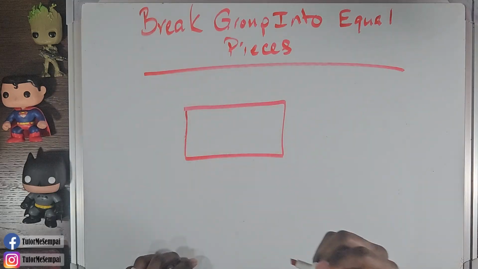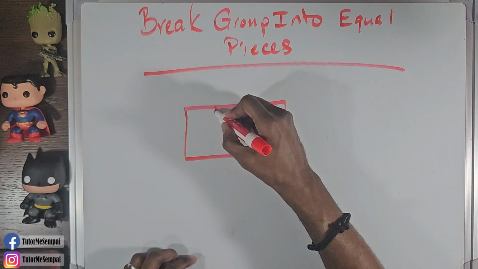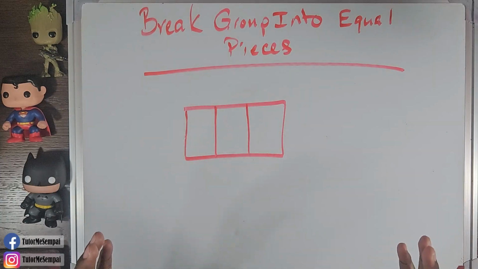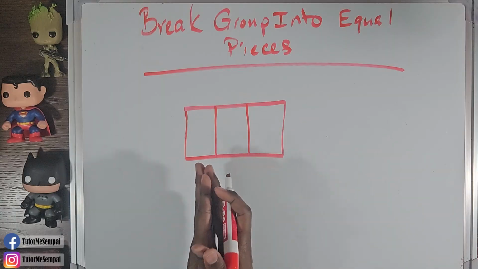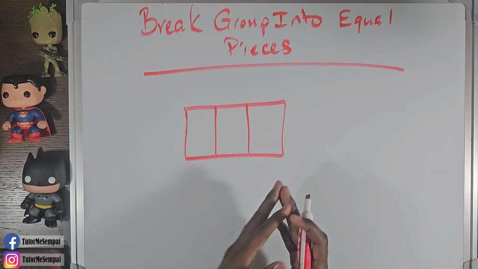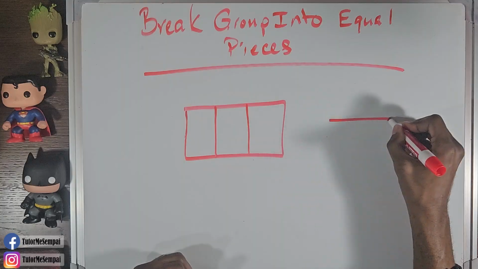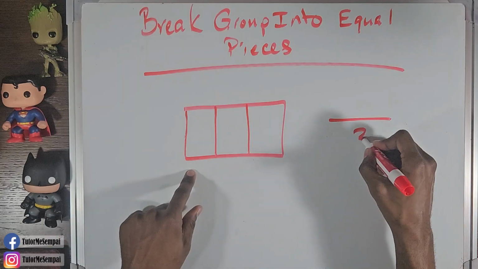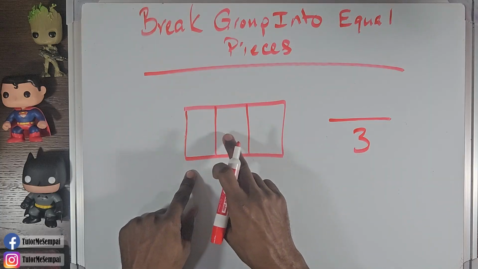And instead of breaking it into 2 pieces, we are breaking it into 3 equal pieces. Now imagine these are exactly the same size. 3 equal pieces. Our fraction changes. How many pieces do we have in our group now? We have 3 now. 1, 2, 3.